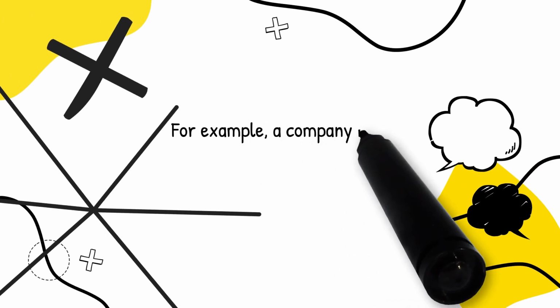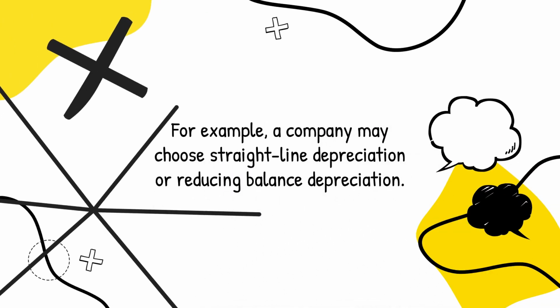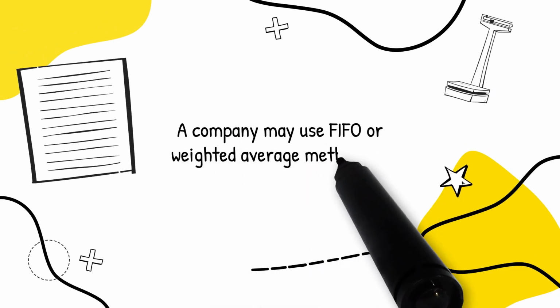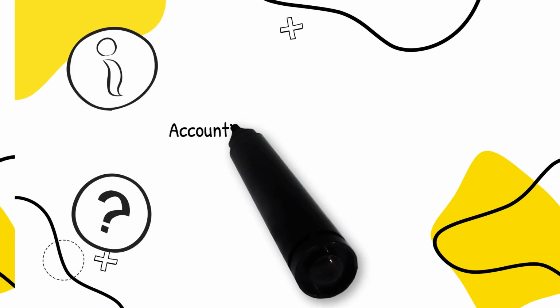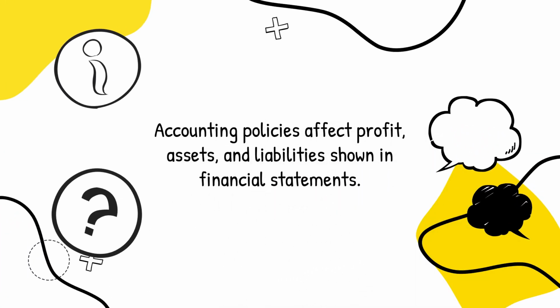For example, a company may choose straight-line depreciation or reducing balance depreciation. A company may use FIFO or weighted average method for inventory. Accounting policies affect profit, assets, and liabilities shown in financial statements.